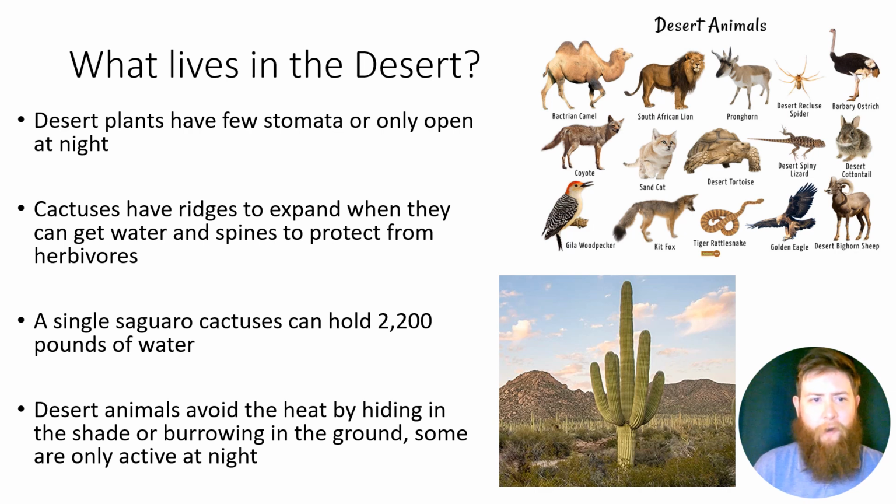This saguaro here is a large saguaro, and it can probably hold about 2,200 pounds of water when it is completely full. Desert animals usually avoid heat by hiding in the shade or burrowing in the ground. Some of them are only active at night. They include things like rattlesnakes and kit foxes, coyotes, sandcats, tortoises. There can be bighorn sheep in the higher elevations. If you're in Australia, you've got Barbary ostrich there. If you're in more Africa, Asia, you've got camels. So there are lots of organisms that call the desert home and are adapted to live there.